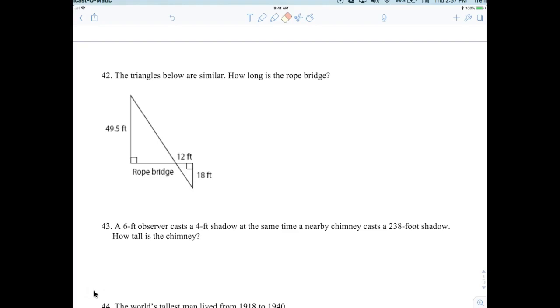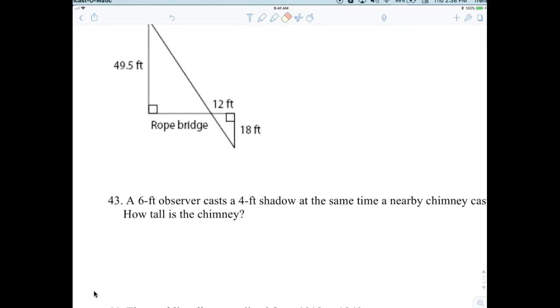So now you have to tell me what you think is true. If you're using logic, then that's probably how you're going to set up the proportion. If you're just looking at it going this over this and this over this, then that's not good logic. Let me show you what I mean. How long is the rope bridge? So that's what's missing. Do you agree? So I'm going to put an X here.